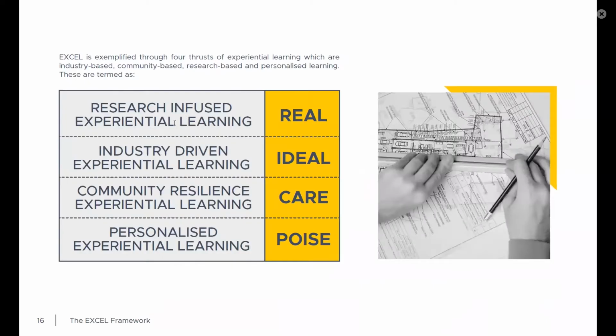And, like Dr. Muajir mentioned, there are 4 thrusts of Excel. The first one is research-infused experiential learning, or REAL in short. And then we also have industry-driven experiential learning, IDEAL, community resilience experiential learning, CARE, and personalized experiential learning, or POISE. So in general, I'll skip the research first because I'll explain it in detail.